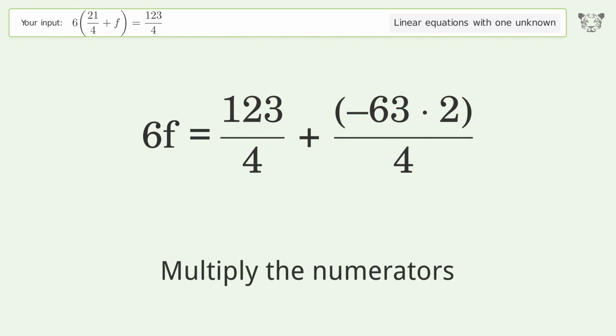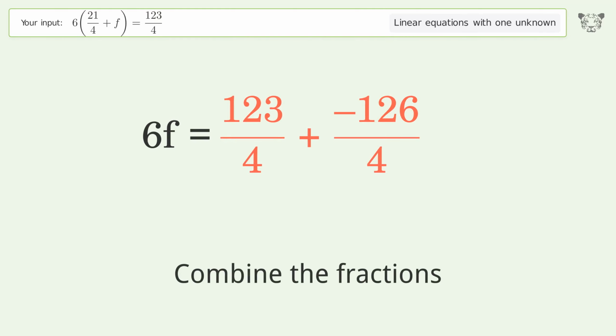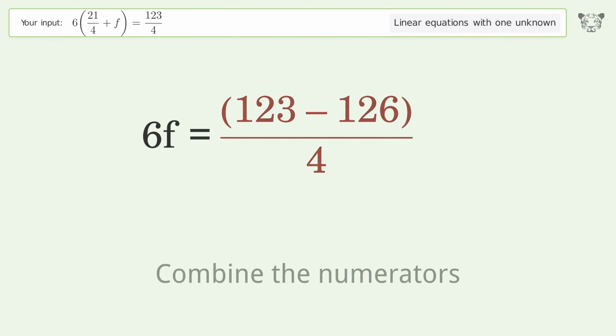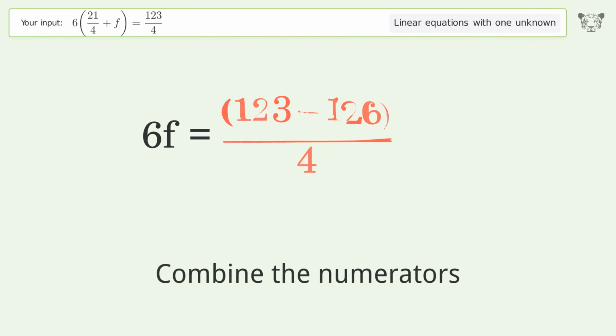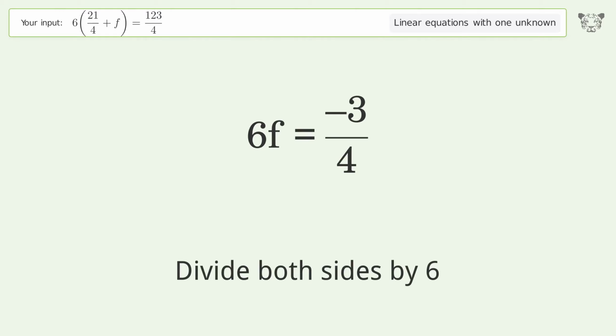Multiply the numerators. Combine the fractions. Combine the numerators. Isolate the f. Divide both sides by 6.